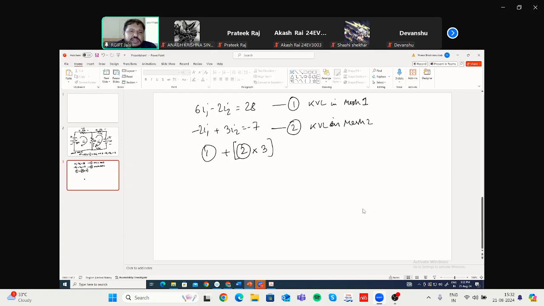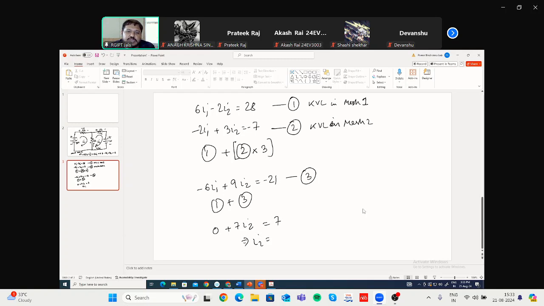With equation 2, both sides of the equation will be multiplied by 3, so it will be minus 6i1 plus 9i2 equal to minus 21. Let us say this is equation 3. Now we are adding equation 1 plus equation 3. If you add 6i1 minus 6i2, that will be equal to 0. Minus 2i2 plus 9i2 means plus 7i2. And plus 28 minus 21, so it will be equal to 7.